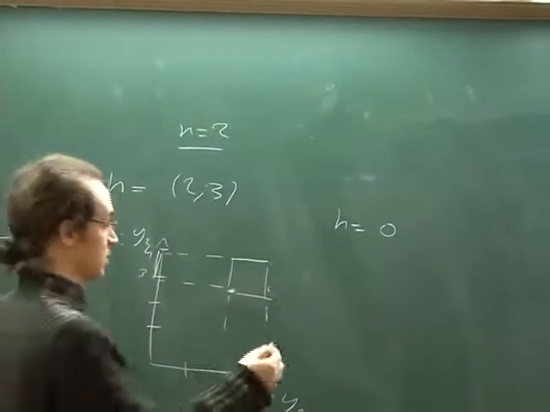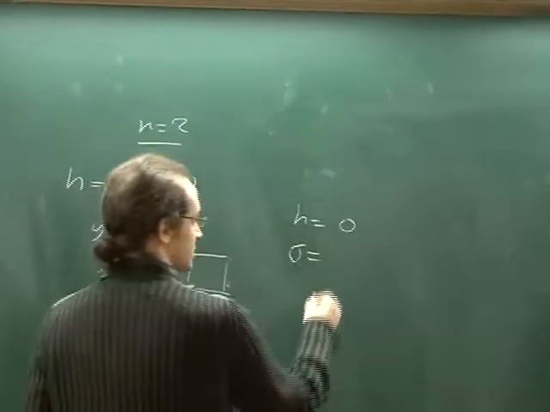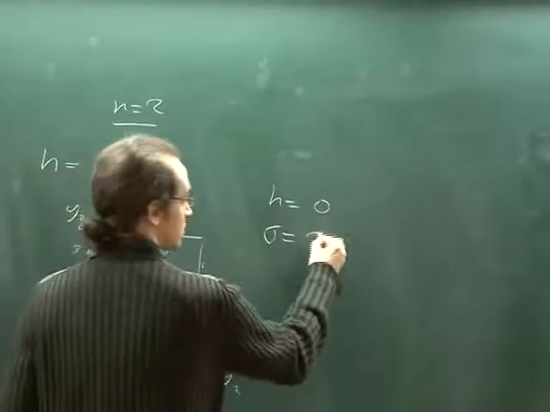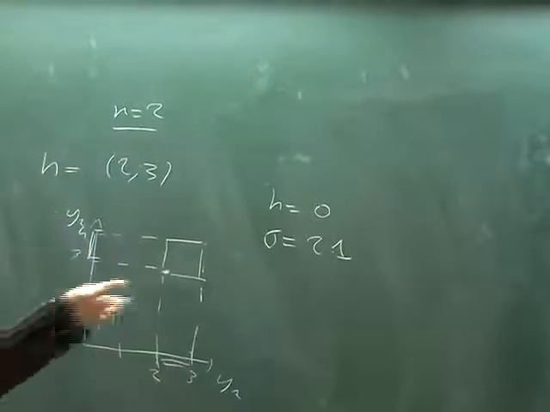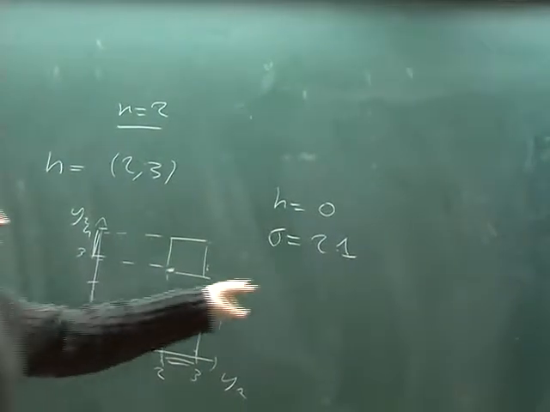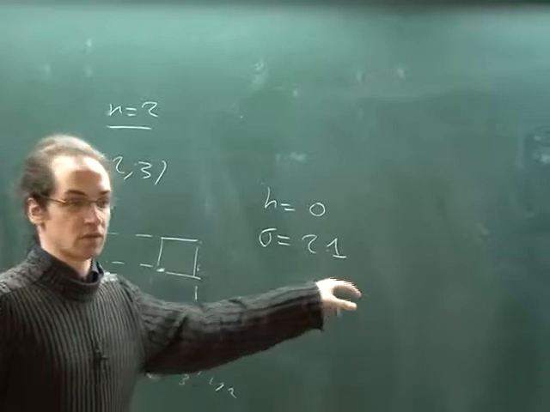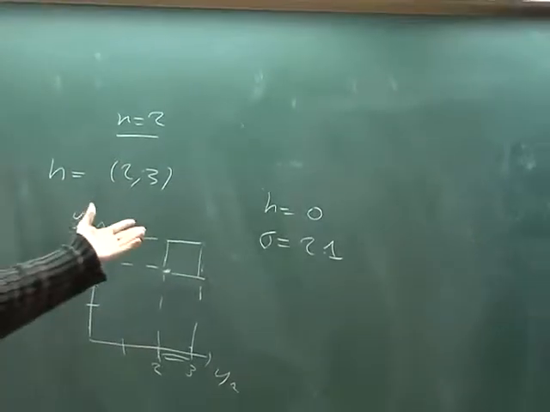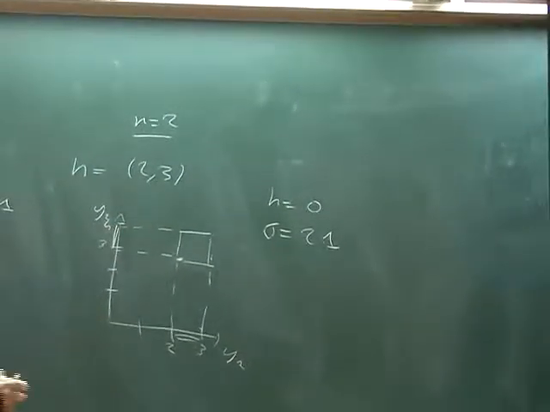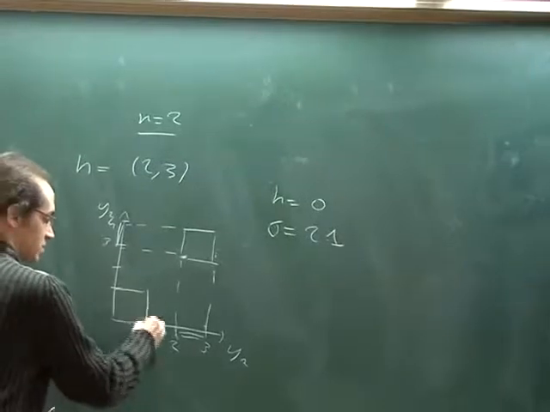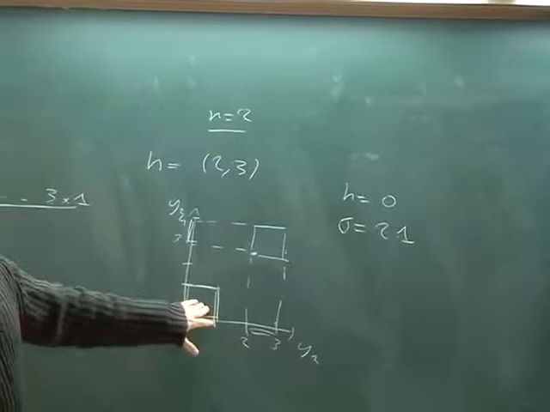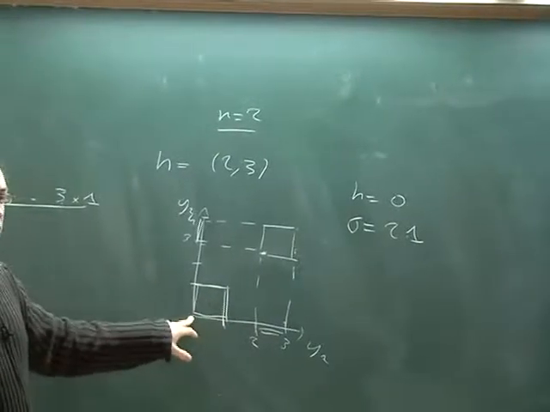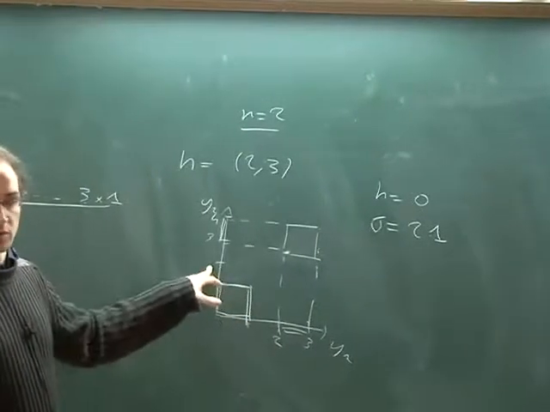For H equals 0, if you take, very simple, sigma equals 2, 1. I put the permutations in one-line notation, so this is sigma of 1 and sigma of 2. So what should this be? H equals 0, sigma equals 2, 1. As we said, H equals 0, which means that we will lie in this little cube, because 0, 0 is here. It has to be between 0 and 1, between 0 and 1.